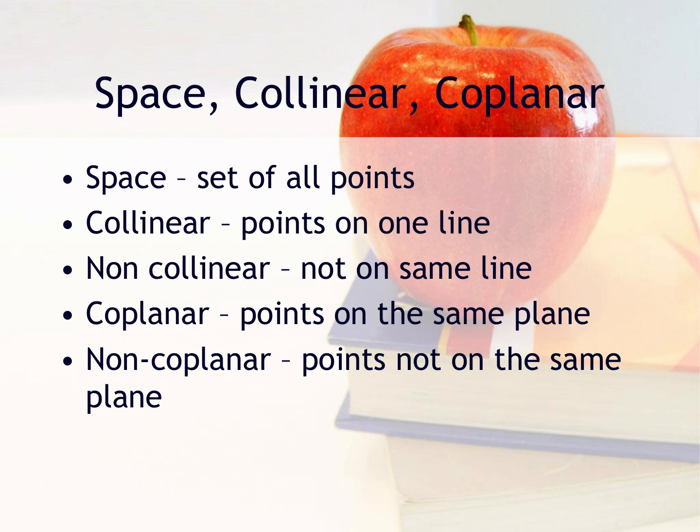Three more definitions. First one is the definition of space. And space is just the set of all points. The definition of collinear are just points that are all on one line.